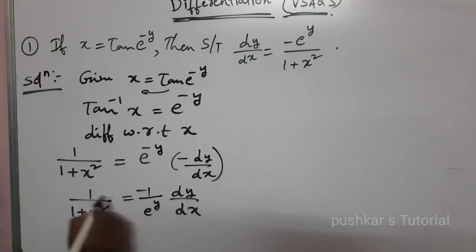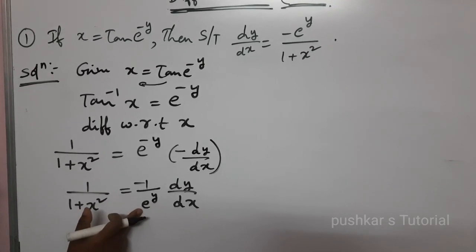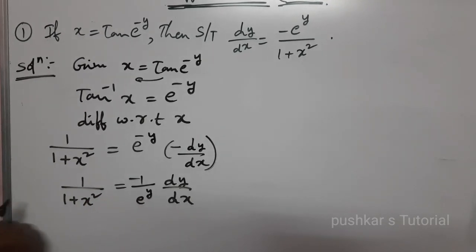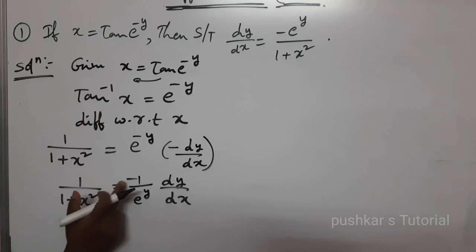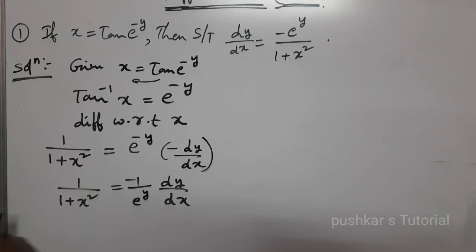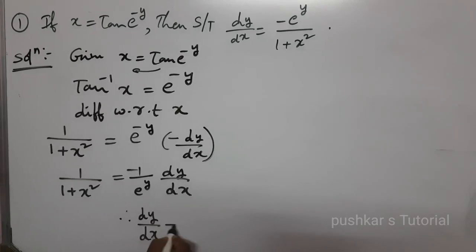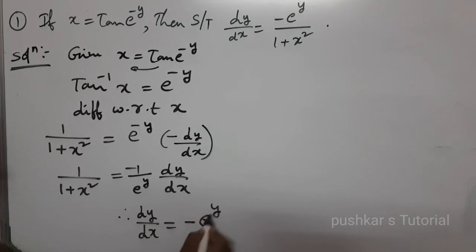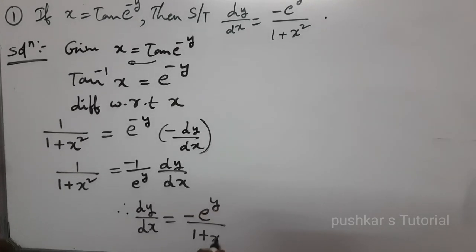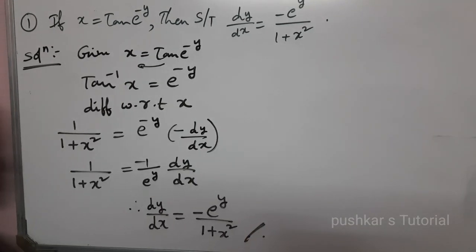LHS as it is. I need to find dy/dx, so this denominator will come to this side, it will be multiplying, and the minus I am giving to the LHS. Therefore dy/dx is equal to -e^y/(1+x²), hence proved.